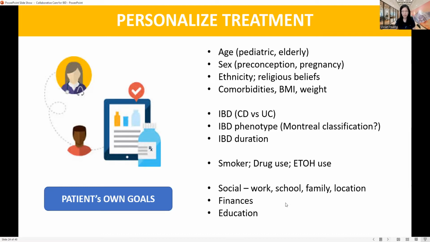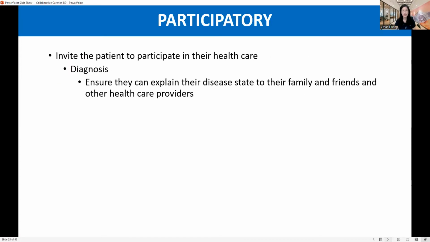And then there's a lot of other things that we may have to take into account. For example, if somebody is a heavy alcohol user and has cirrhosis, we have to be cautious about some of our medications as well. If somebody cannot afford certain medications, it doesn't matter if we prescribe it to them, they're not going to fill it or take it. So all of those things play a huge role in the collaborative care.